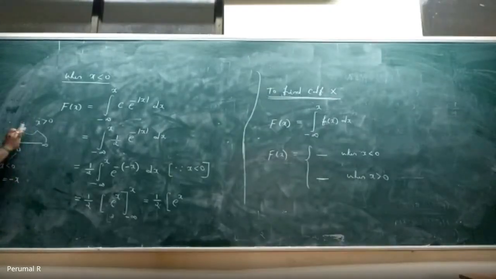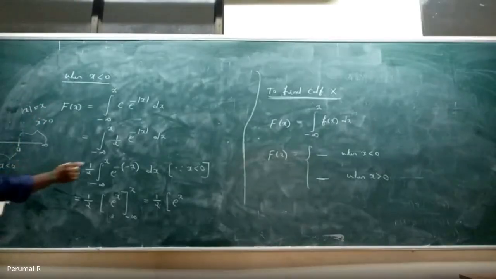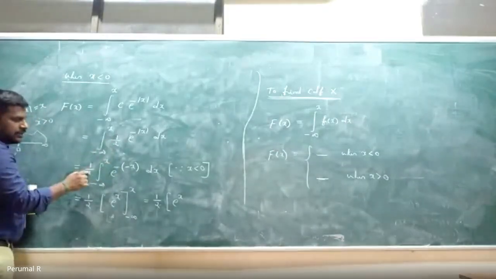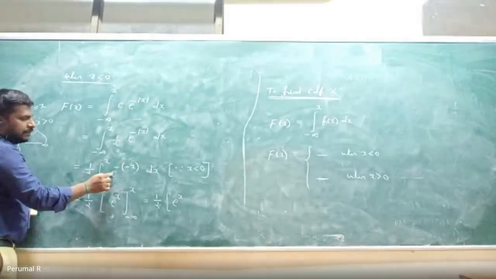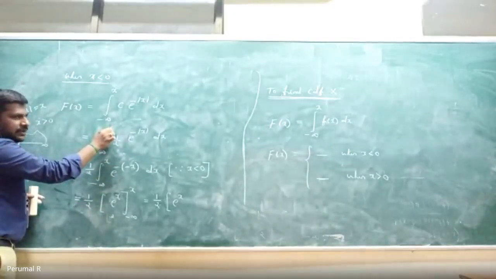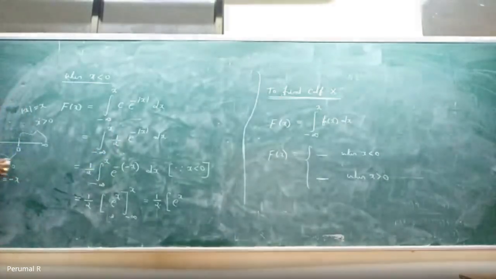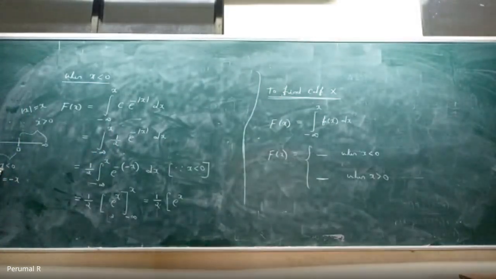For x greater than 0, what do you have to get? Modulus x becomes x, so that's why I'm substituting here. 1 by 2 is constant, outside of the integration. So e power minus infinity to... here, don't substitute your x value. This is minus infinity to 0, so minus infinity to 0 means this is x less than 0.